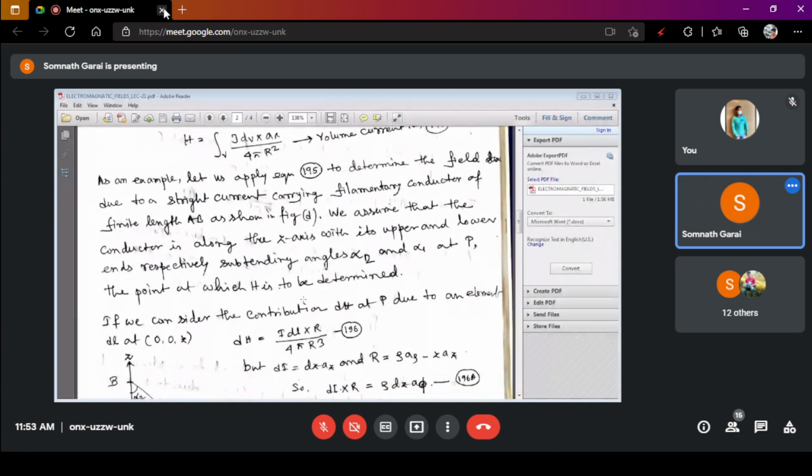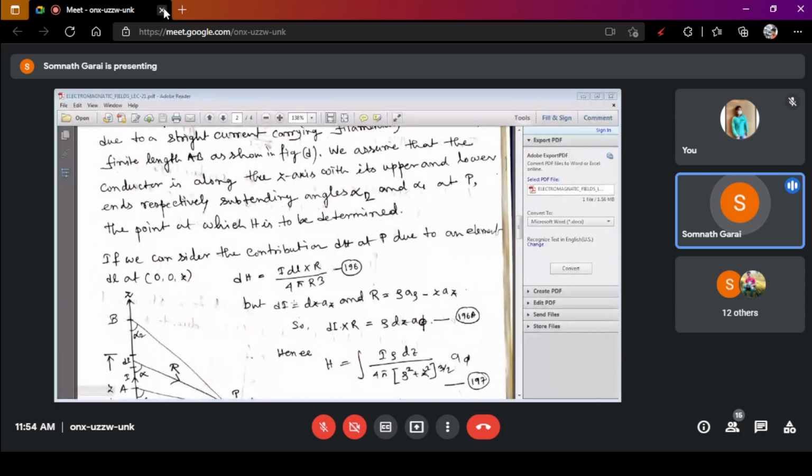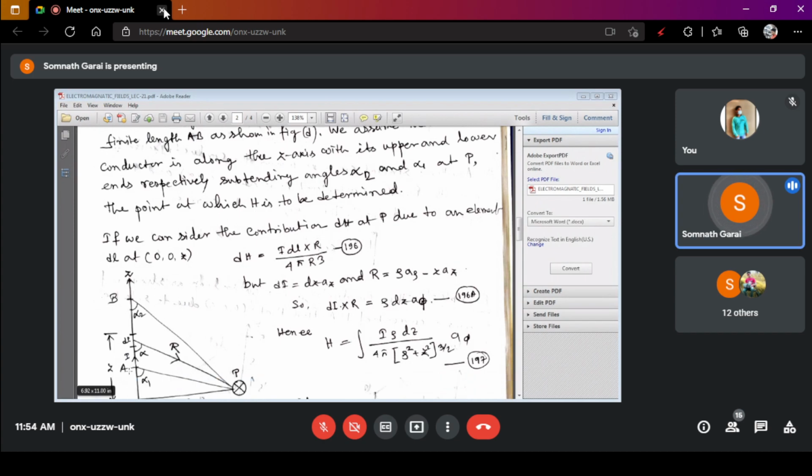Now, if we can determine the magnetic field due to a straight current carrying filamentary conductor that is represented by a finite length AB as shown in the figure, then we assume that the current flows through this conductor in the z direction. The upper end of the conductor is denoted by B, and the lower end of the conductor is denoted by A.